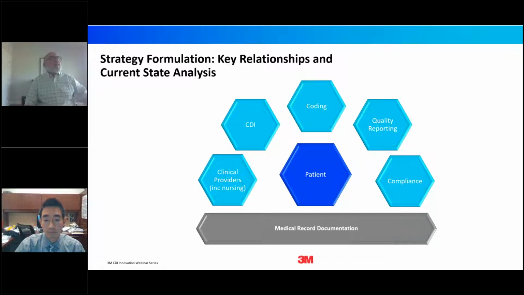Our CDI teams have a coding knowledge, but they really are looking at the documentation and making sure that we have the documentation to capture these codes, as well as writing the queries when we don't, and making sure that we're providing education to the providers around the accuracy of the documentation and why we need certain things documented. And all of our work is done around making sure that all of our publicly reported data is accurate.